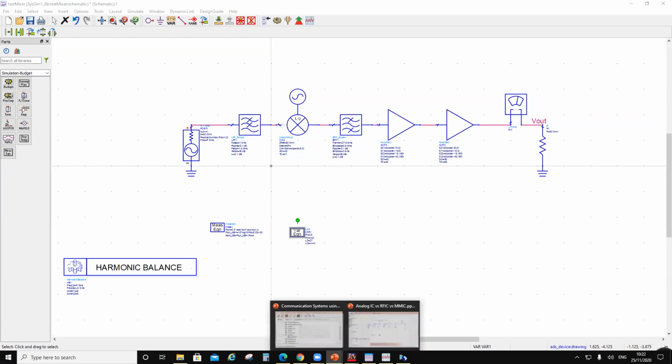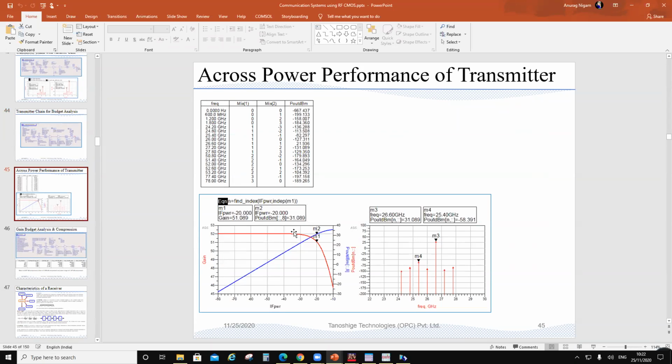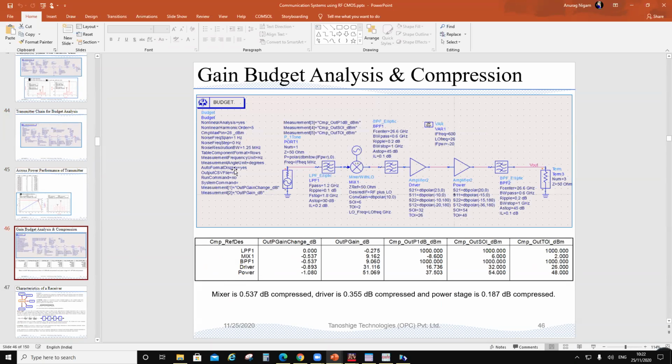To do the budget analysis, all you have to do is prepare this, know where your compression is, and just put a budget controller here. That's it. I don't need a current source here. I just need a V out and a terminal. I can put a terminal here, and then all I need is the chain. This is not going to do a harmonic balance. This is going to do a budget analysis, so let's do that.